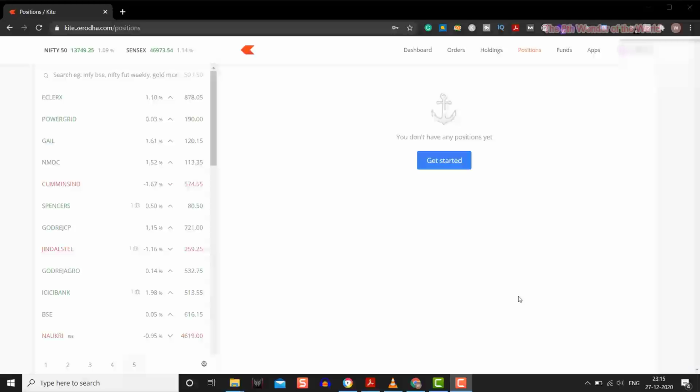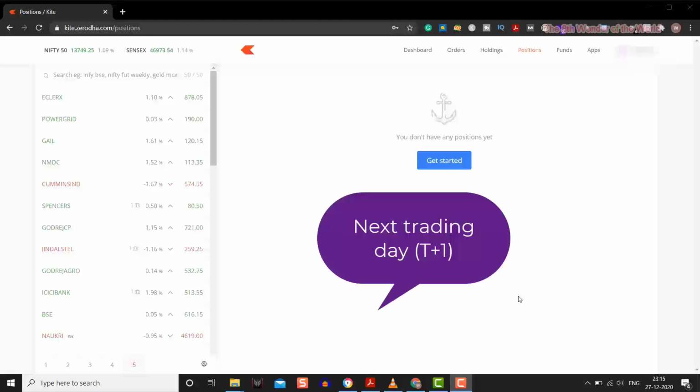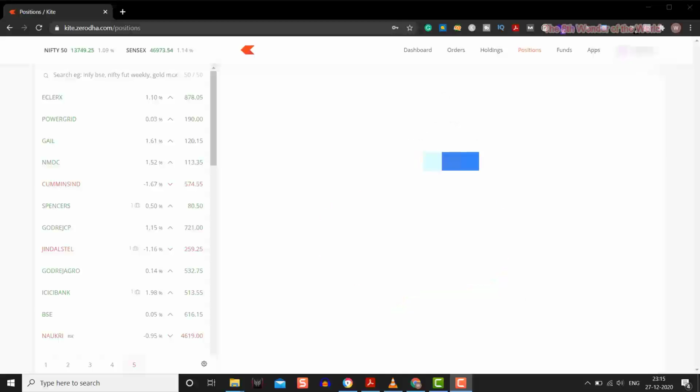The shares you buy today for long term, that is the CNC, that is the cash and carry, will be available in the holdings the next trading day. So head over to the holdings and you can see the shares you have bought the next following day.